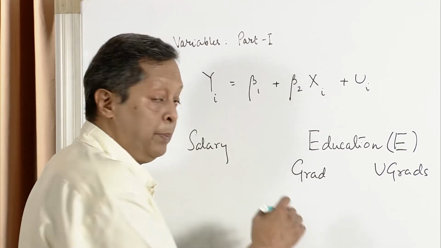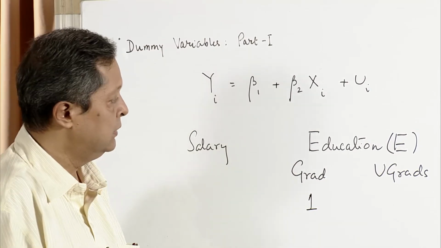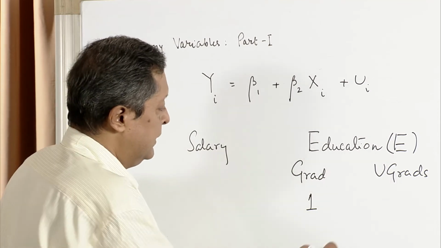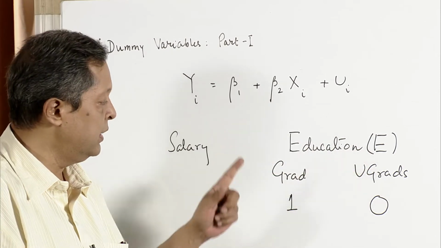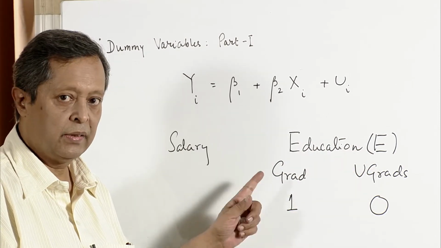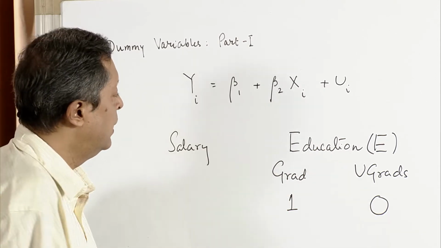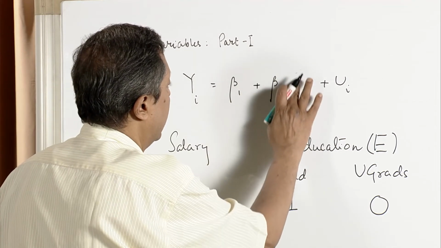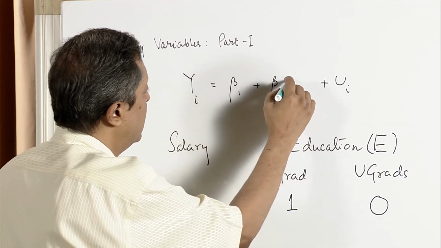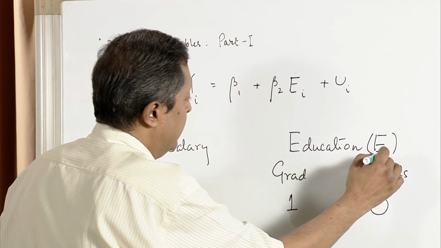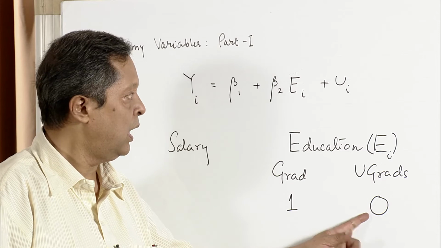Because we cannot really measure graduate, undergraduate in the sense of a number line, we say that if the person is a graduate, the dummy takes the value 1. If the person is an undergraduate, then the dummy takes the value 0. So, E will take either value 1 if the person is a graduate, or the value 0 if the person is an undergraduate. Accordingly, we write our regression model as y_i is equal to beta 1 plus beta 2 E_i, where E_i will be 1 for graduates and 0 for undergraduates.